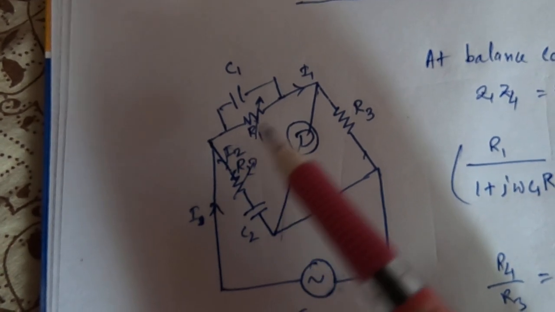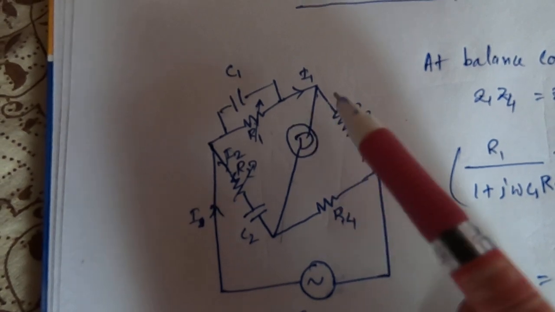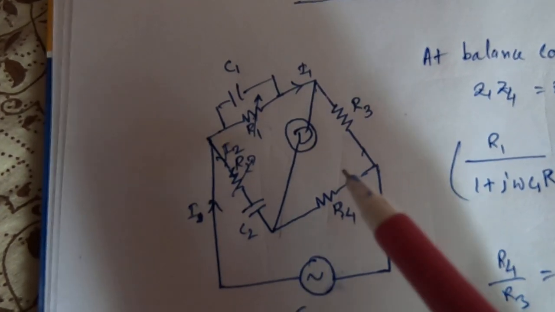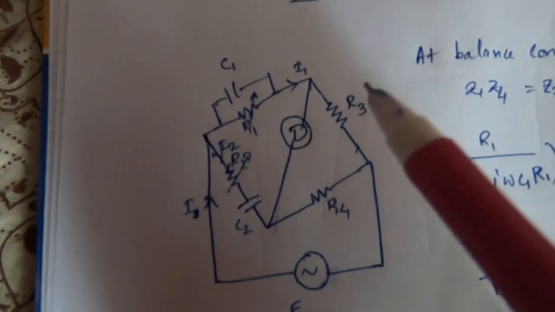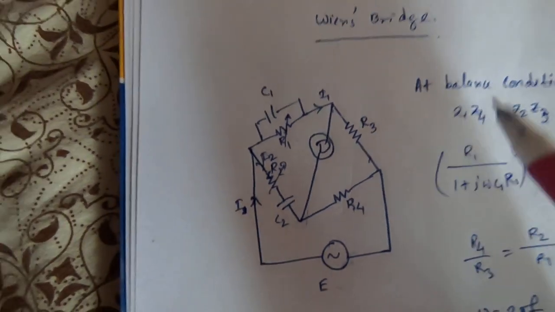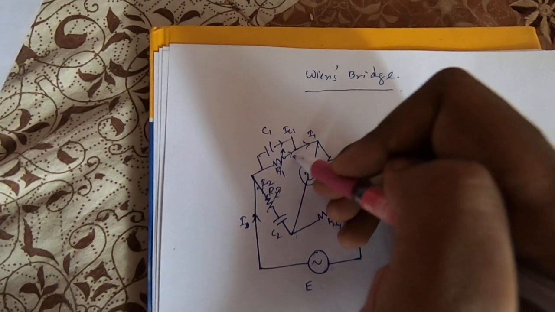Okay, fine. So now this current and this current are the same, and this current and this current are the same. So now we can take this I1 as our reference axis, but in this case we will not take it. Why? Because I1 is clearly the phasor sum of this current and this current. So let us name this one: this is our current IC1 and this is current IR1.